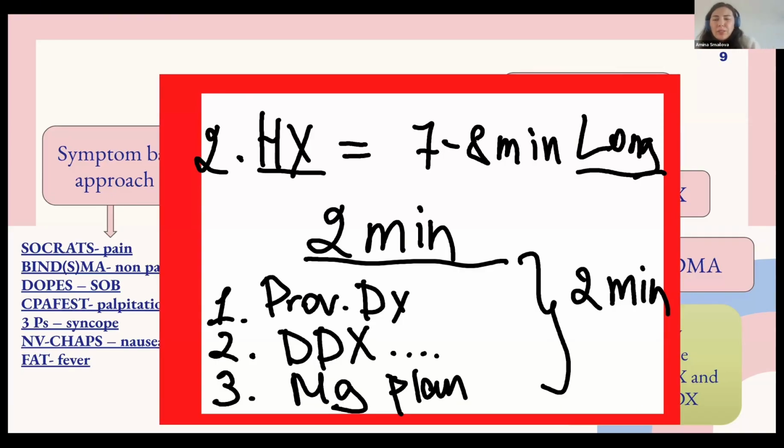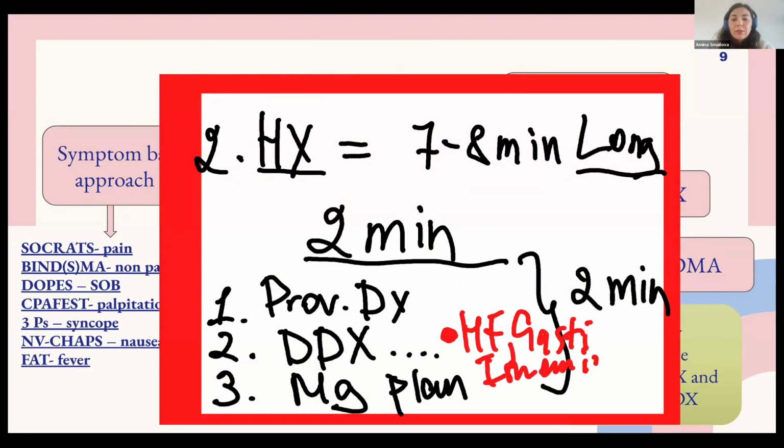Don't say STEMI. Actually, it's medical jargon. And also, I was worried about other conditions. So, what will be your other conditions? I thought it could be heart failure. I was also thinking it's gastritis. I was also thinking this is just ischemic heart disease, just angina. What else were you thinking?